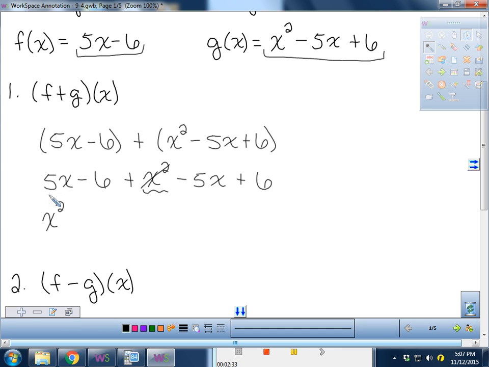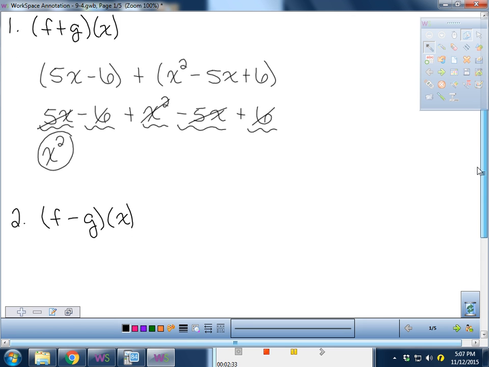Next would be the 5x. So I have a 5x and a negative 5x. That just makes 0, so they cancel. And then I have negative 6 and positive 6. That also makes 0, so those cancel. And so my answer is just x squared. So it's mainly just combining like terms.